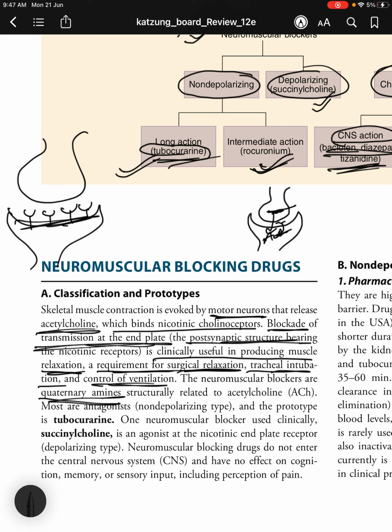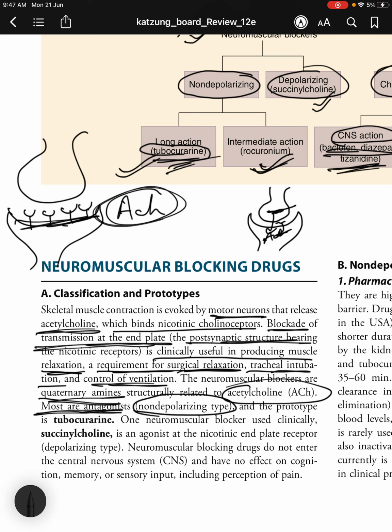The neuromuscular blockers are quaternary amines, usually structurally related to acetylcholine, ACh. That is why they act via competitive inhibition, such as tubocurarine. Most are antagonists, of the non-depolarizing type, and the prototype is tubocurarine.